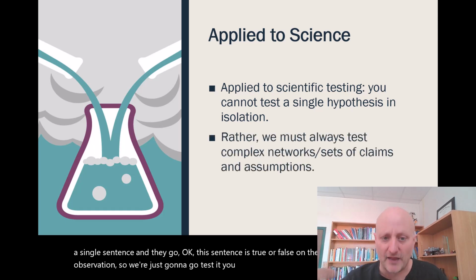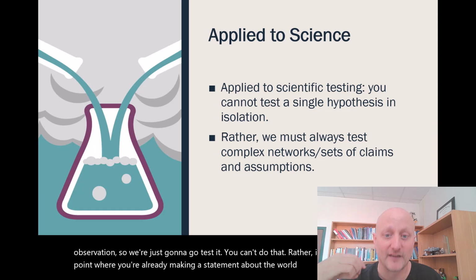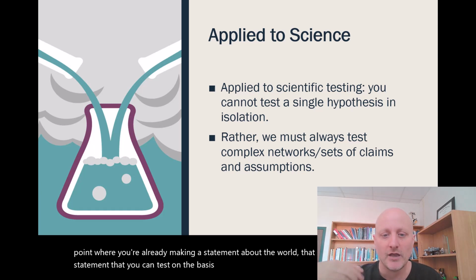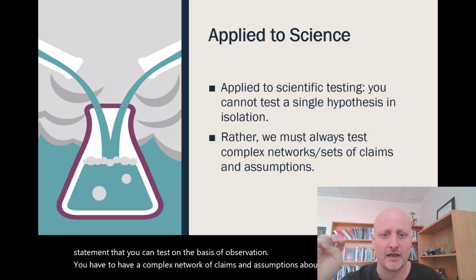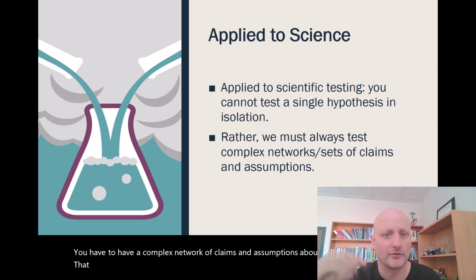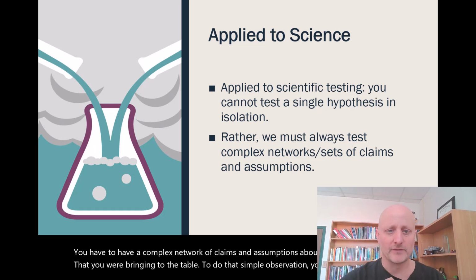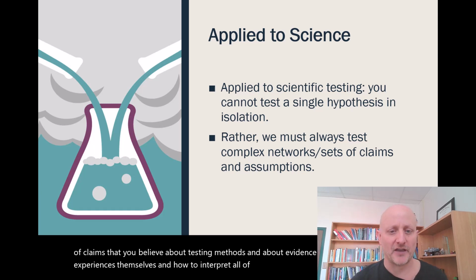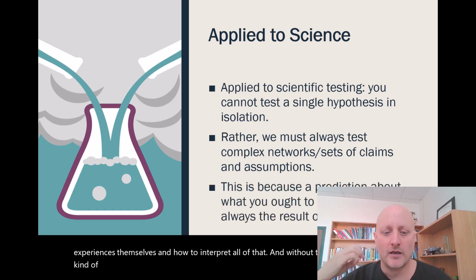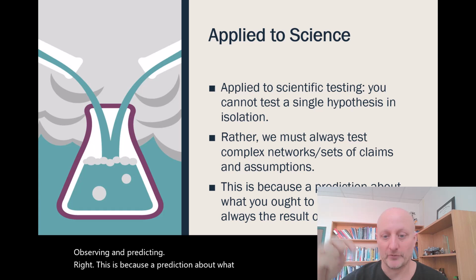You can't do that. Rather, in order to get to the point where you're already making a statement about the world that's synthetic, a statement that you can test on the basis of observation, you have to have a complex network of claims and assumptions about the way the world is, that you are bringing to the table to do that simple observation. You have to have a bunch of claims that you believe about testing methods and about evidence and about your experiences themselves and how to interpret all of that. And without that, you can't do this basic observing and predicting, right? This is because a prediction about what you ought to observe is always the result of a network.